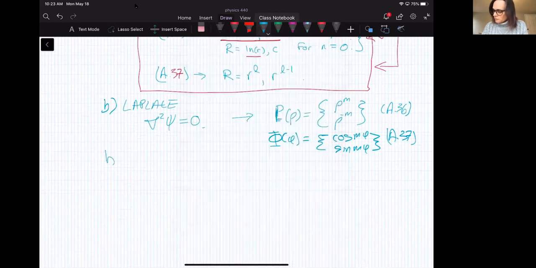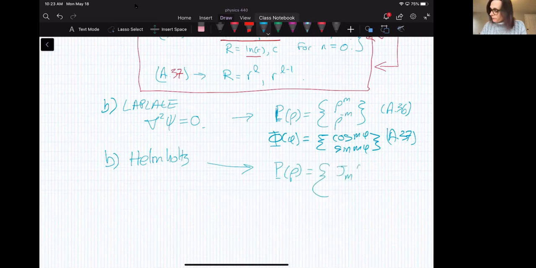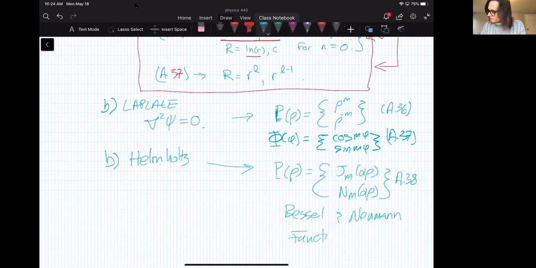The Helmholtz equation then is different in that it has a constant, right? And so these are the two equations that you will generally run into. You'll have P as a function of rho, which will be a linear combination of J sub m of alpha rho, or N sub m of alpha rho, where these are the Bessel and Neumann functions. That is, the J is the Bessel function and the N are the Neumann functions.